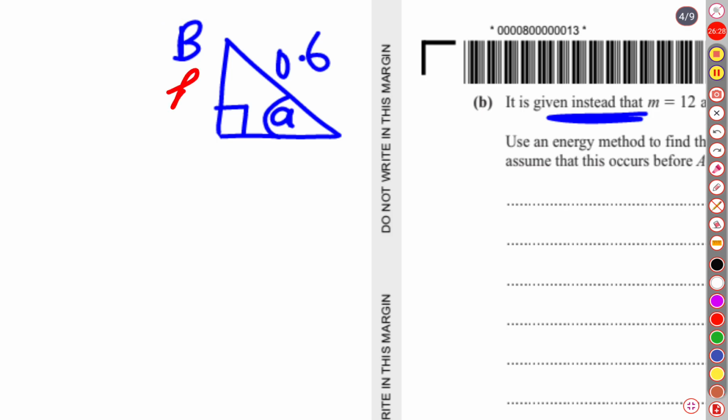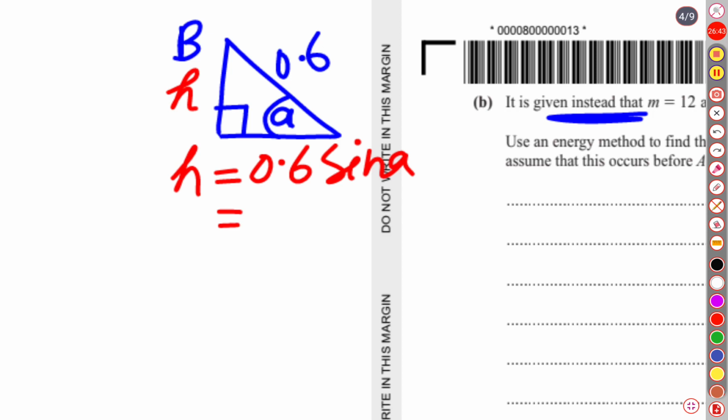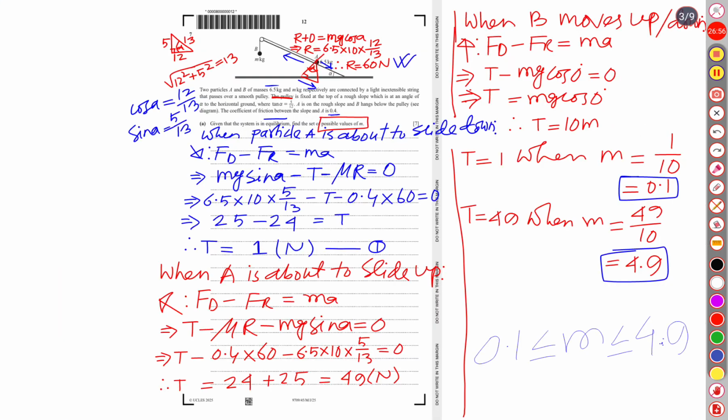This is our height. So height is equal to what? We know height is equal to hypotenuse times sine alpha. So the height of B is 0.6 into sine alpha. From the previous page, we can find our sine alpha. Look at this sine alpha.